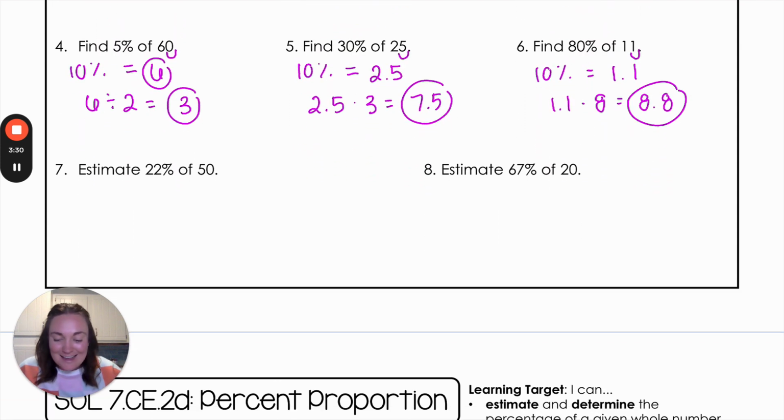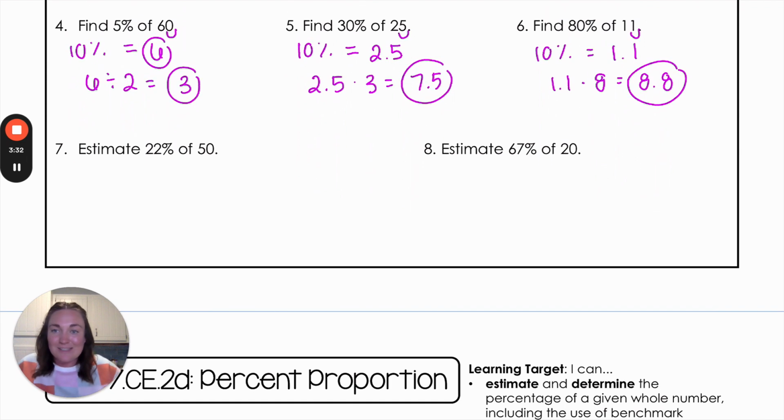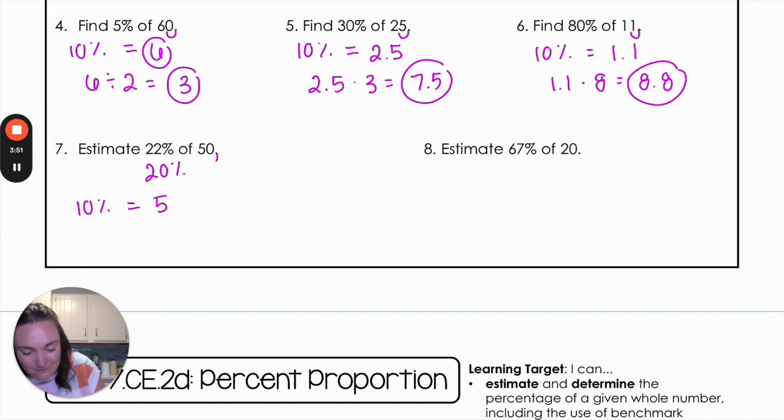All right, the last thing we're going to do with these benchmarks is we're going to estimate. So if I want to estimate 22% of 50, I don't want the exact amount. I just want about how much 22% is. Well, I know that 22% is pretty darn close to 20%. So I'm going to use the same strategies we've been doing. 10% of that 50 is going to be 5, moving that decimal back one time.